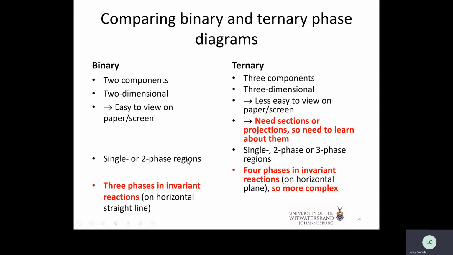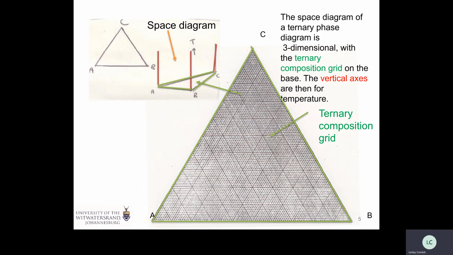And in a binary, we get single or 2-phase regions. And if you have 3 phases, that's the maximum you can get in a binary. That's in an invariant reaction, and it's a horizontal straight line. We've just looked at one on the binary eutectic. In the ternary, we have single, 2-phase, and 3-phase regions. And when you've got an invariant reaction, that's 4 phases, and that's on a horizontal plane. So it's more complex.